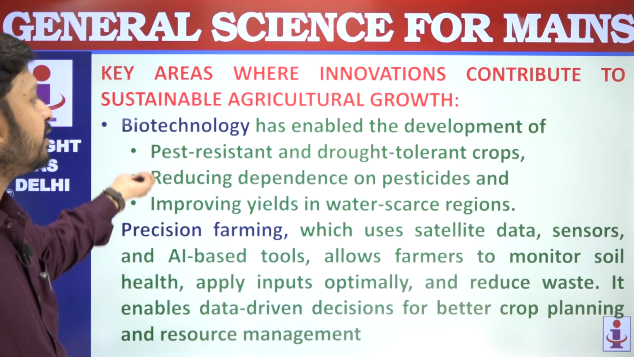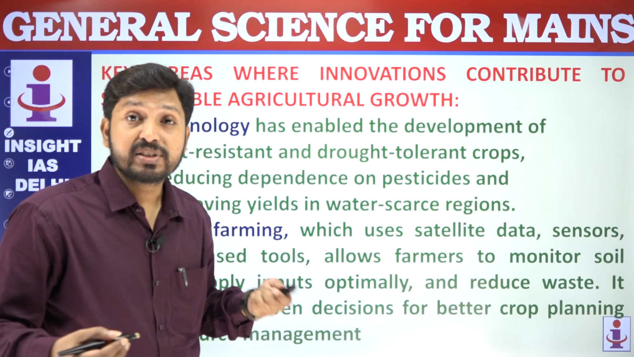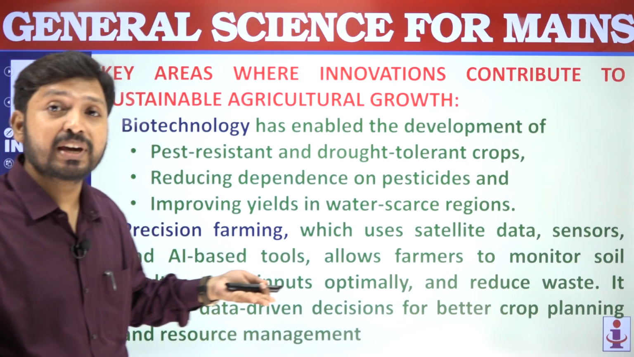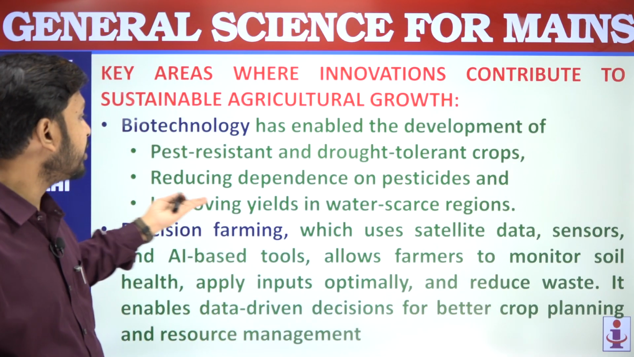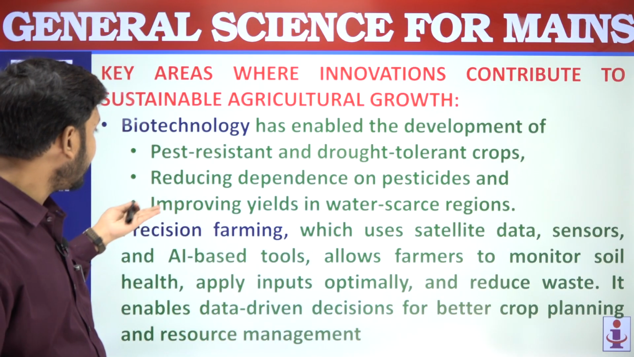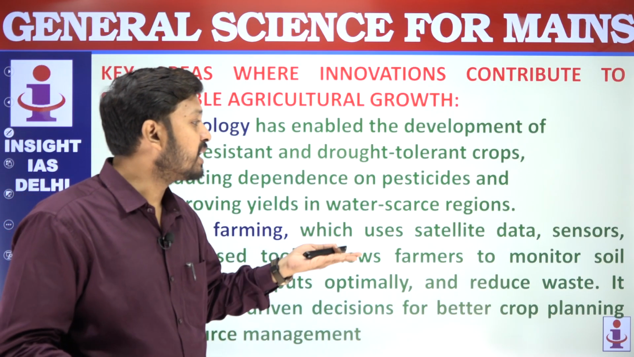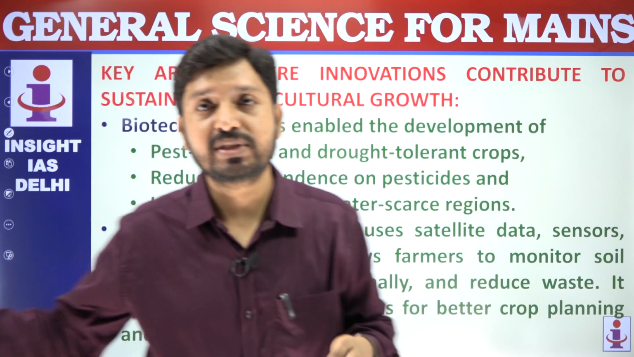So first is biotechnology, okay? We have seen earlier how biotechnology is helping, okay? Pest resistance and drought tolerant crops, reducing dependency on pesticides and improving the yields in water scarce regions. This we have already seen, right?